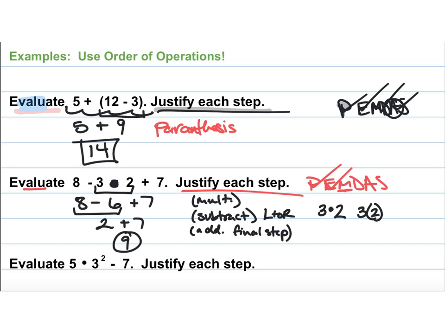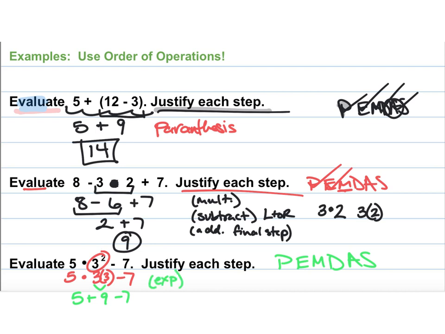Last part. Notice again, we have an exponent there. We have 3 to the second power, or 3 squared. What I want you to remember from your previous knowledge from previous grades is that that does not mean 3 times 2. That means a number times itself. So I might rewrite this 5 times 3 times 3, minus 7. But I know that I have to do the exponent first. So I get 5 times 9 minus 7. So again, my justification would be that that was my exponent.